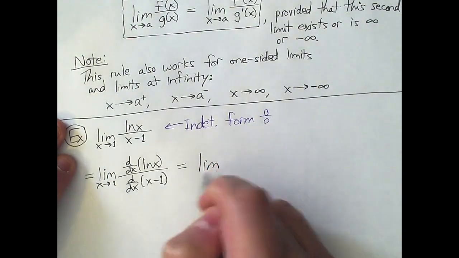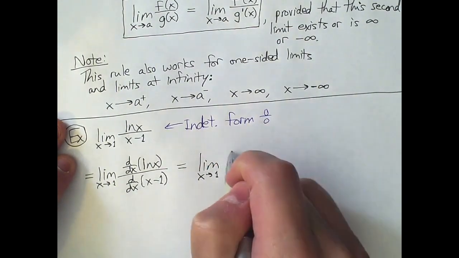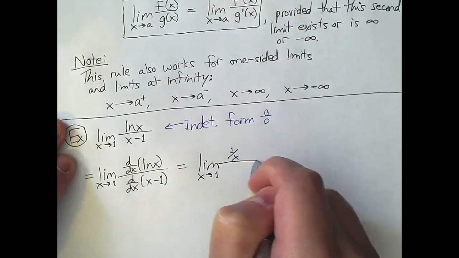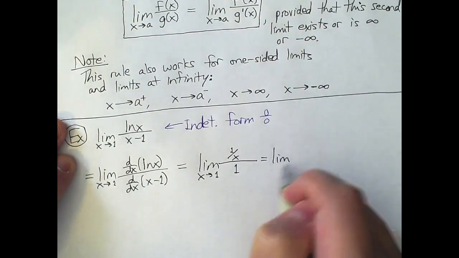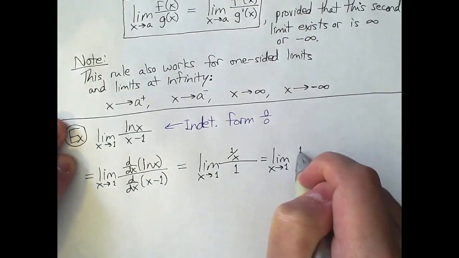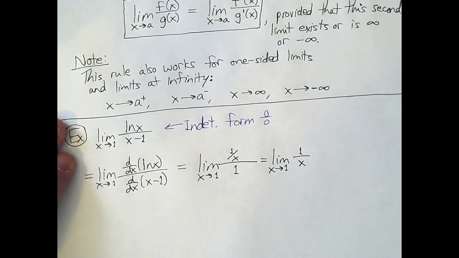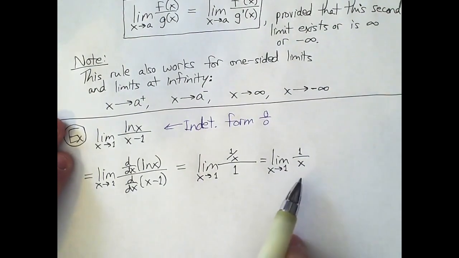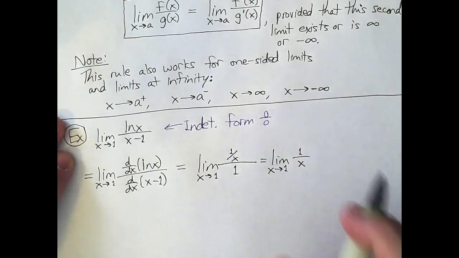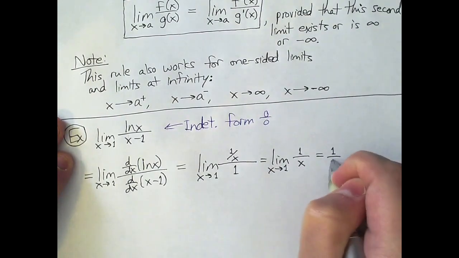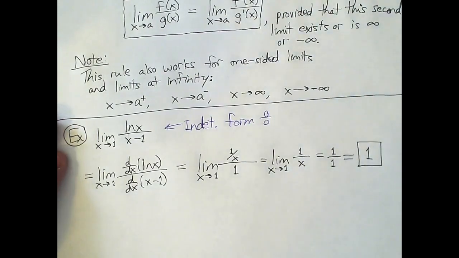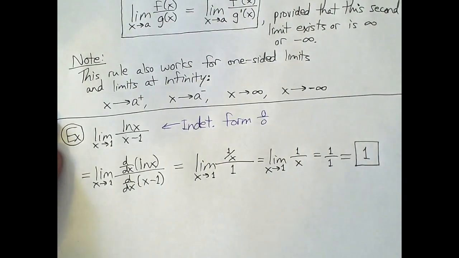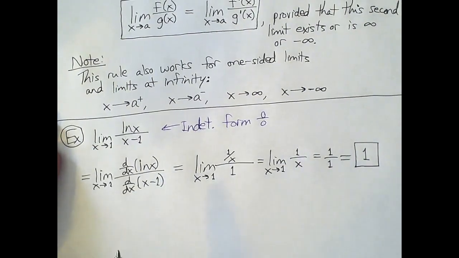So let's do this. We know these derivatives. Derivative of ln x is 1 over x. Derivative of x minus 1 is 1. So this whole thing simplifies to this. What happens to 1 over x as x approaches 1? It just becomes 1 over 1, which is 1. All right, so that was us applying L'Hopital's rule to solve this problem. This limit actually equals 1.